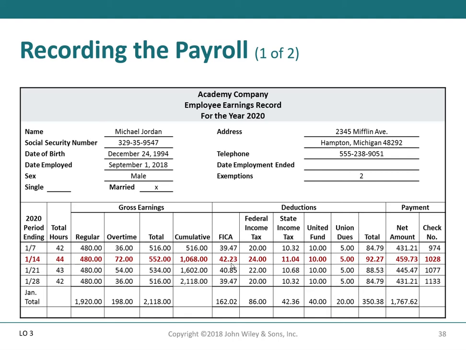This pay period they paid FICA of $42.23, federal income tax of $24, state income tax of $11.04, United Fund and union dues, $92.27 total. Subtract it, and they are going to get a paycheck of $459.73. And the check number is 1028. This also gives us the Social Security number, date of birth, and exemptions, so that we can calculate the federal.